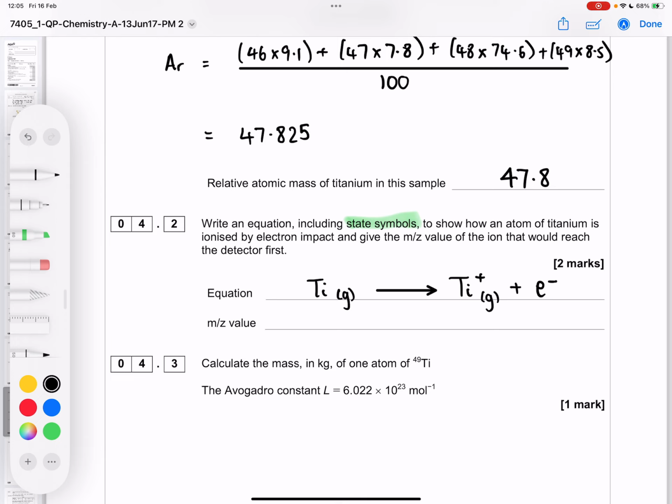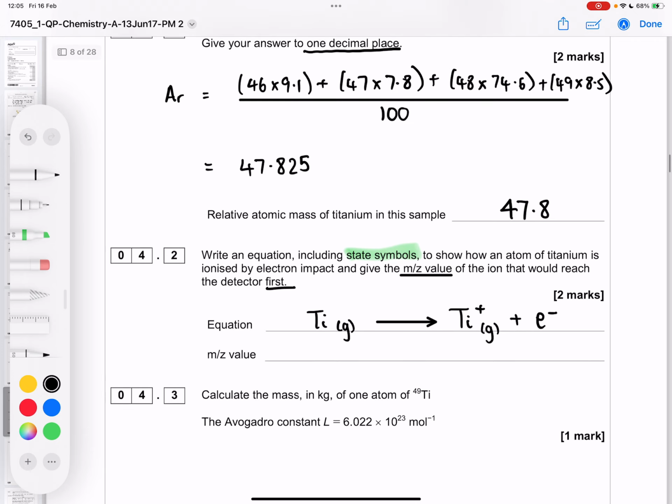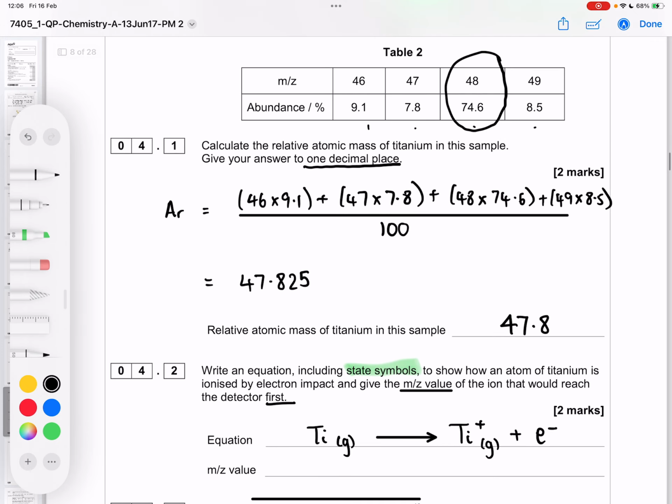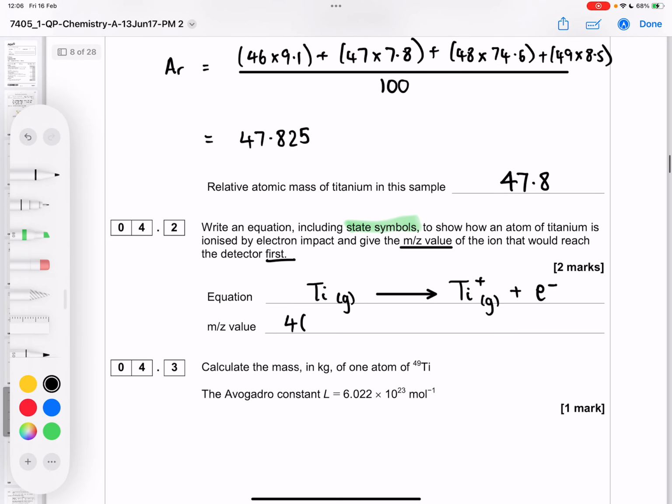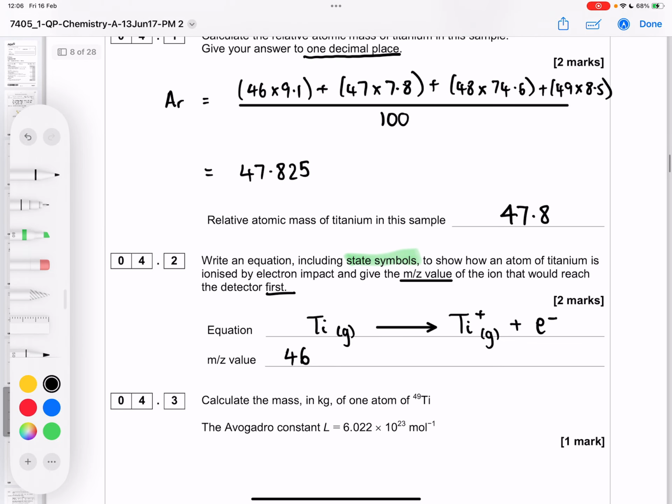And it says, give the m/z value, so just a number, of the ion that would reach the detector first. So we go back up and we look at our ions. We need to remember that in the time-of-flight mass spectrometer, the lightest will travel the fastest. So the lightest ion that we have has an m/z value of 46. So we just write down that value.